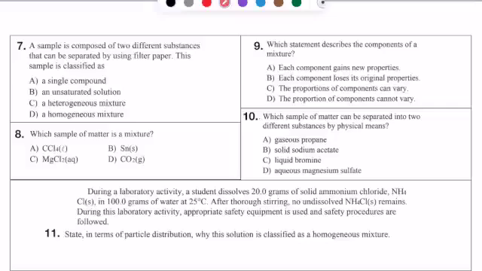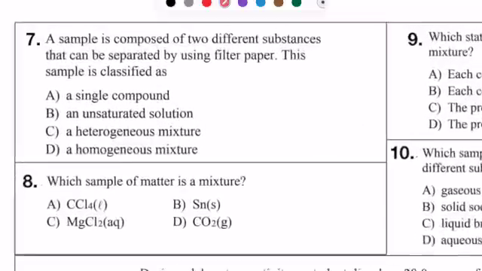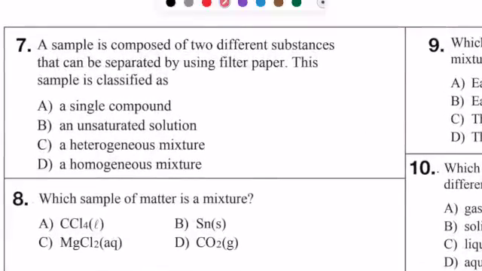If you look at number 7, a sample is composed of 2 different substances that can be separated by using filter paper. So this sample can be classified as, when we are using a filter paper, that means we are using a physical method to separate something. So this is going to be a mixture. But now the question is, is it going to be a heterogeneous mixture or a homogeneous mixture?